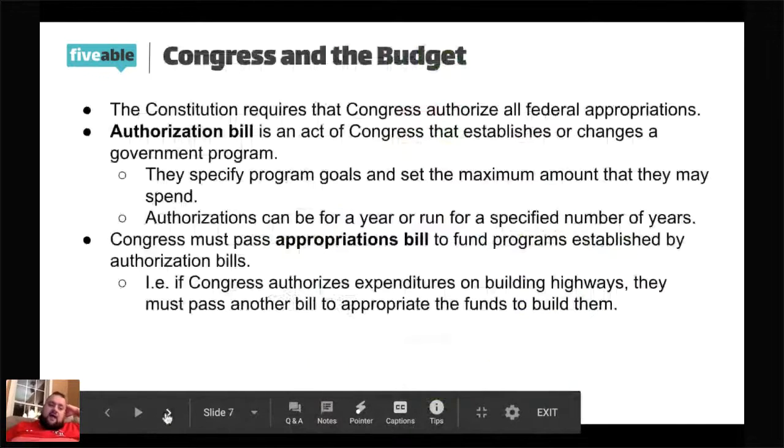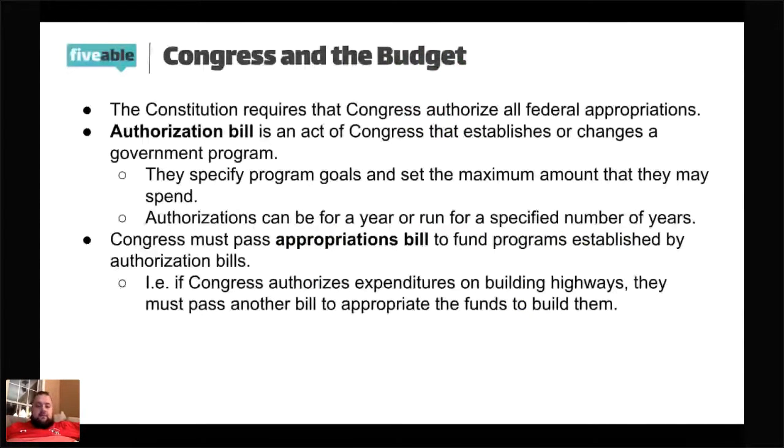So let's talk about what happens when that budget reaches Congress after the first Monday in February. The Constitution requires that Congress has to authorize all federal appropriations, meaning all spending. The president can ask for money for a certain project that he wants to have, but at the end of the day, if Congress doesn't approve that money, it's not happening.